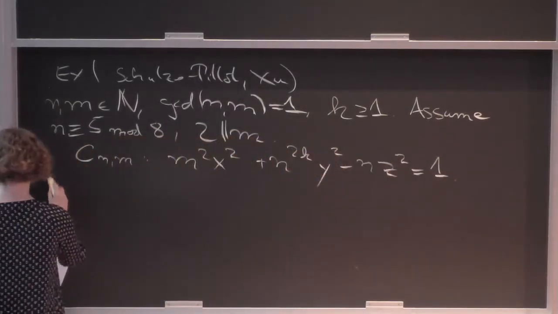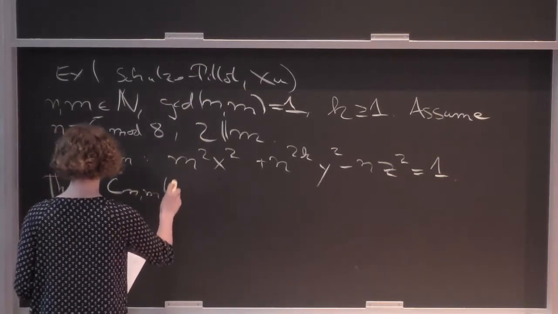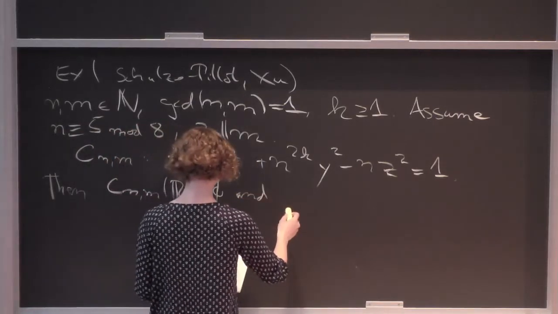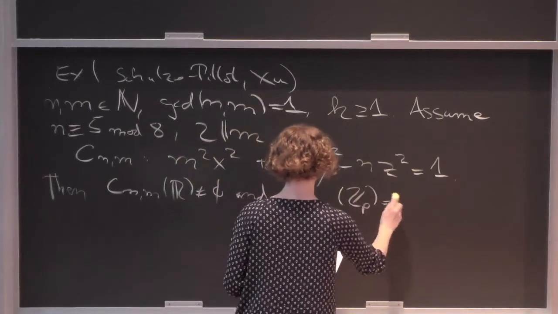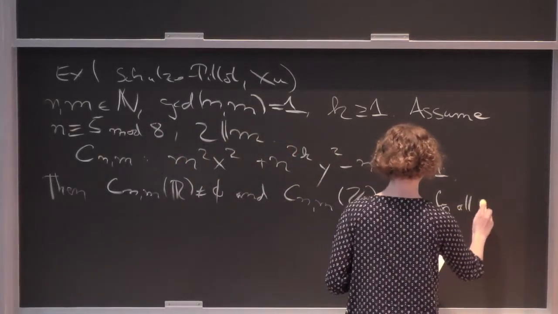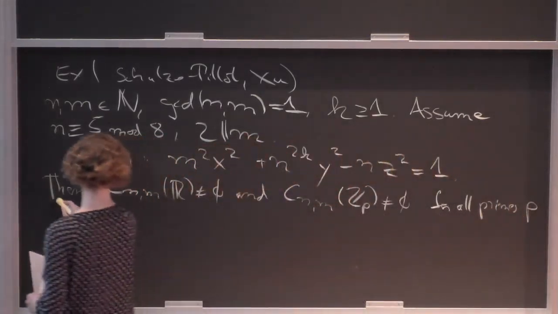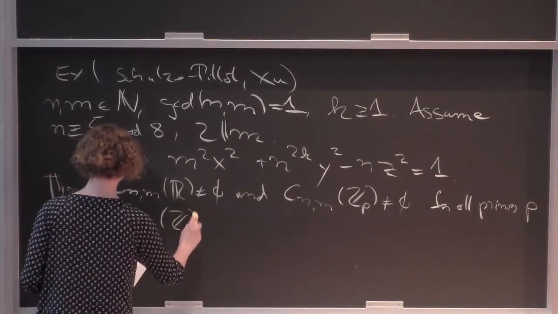Then we can observe that this quadratic equation has the property that, first of all, you have a real solution. And also, modulo every prime power, one can solve this. In other words, there are non-trivial p-adic solutions for every prime p. But there are no global solutions. The set of integer solutions is empty.